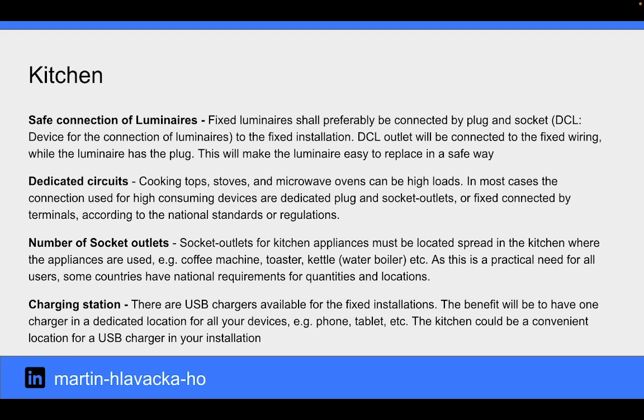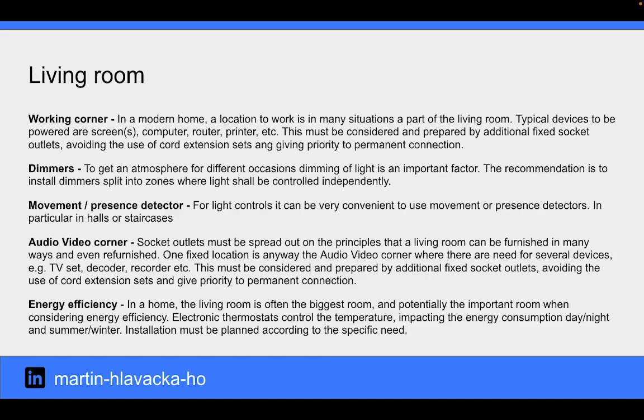On this slide, you can see typical circuits and wiring devices to install in a kitchen. On this slide, you can see an example of recommendation and typical circuits and wiring devices to install in a living room.